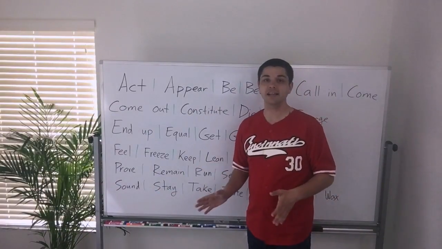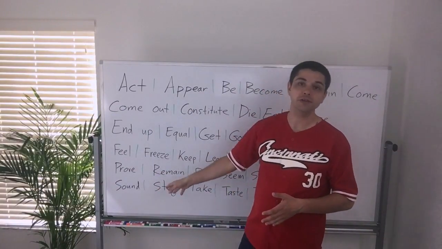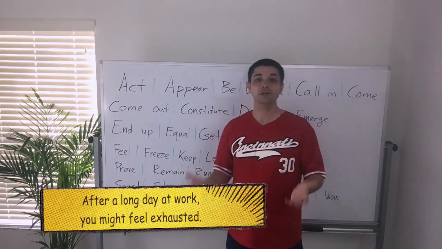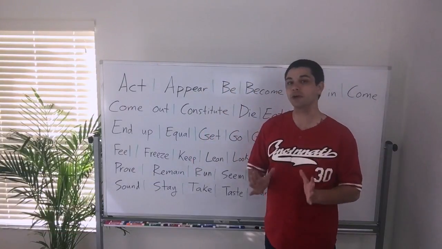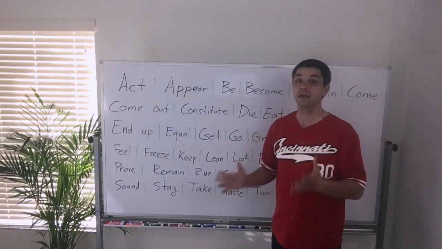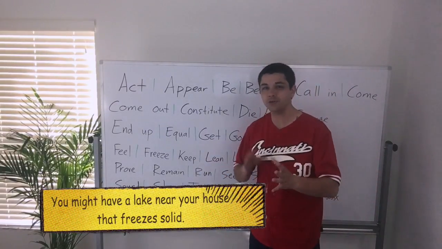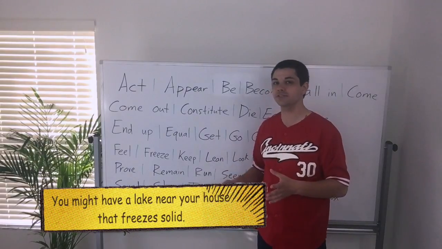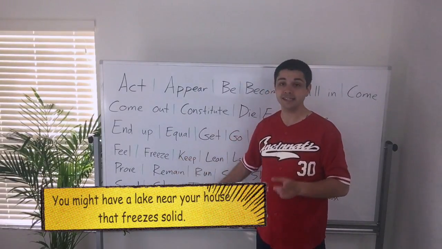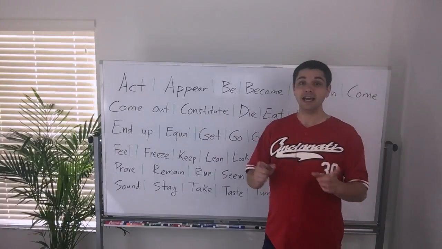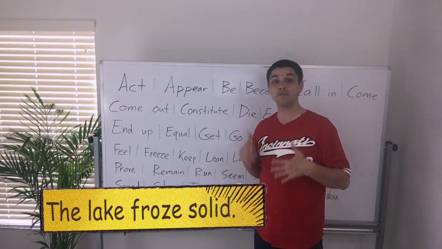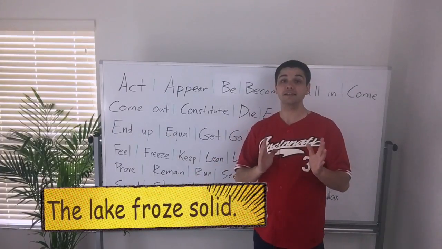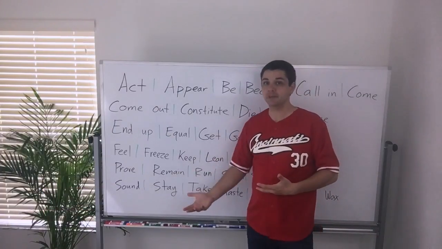All right, our next example is the verb to freeze. If you live somewhere where it gets cold in the winter, then you might have a pond or river or lake near your house that freezes solid. Yeah, we can say that the lake is frozen solid or the lake froze solid. So it's like it became solid.